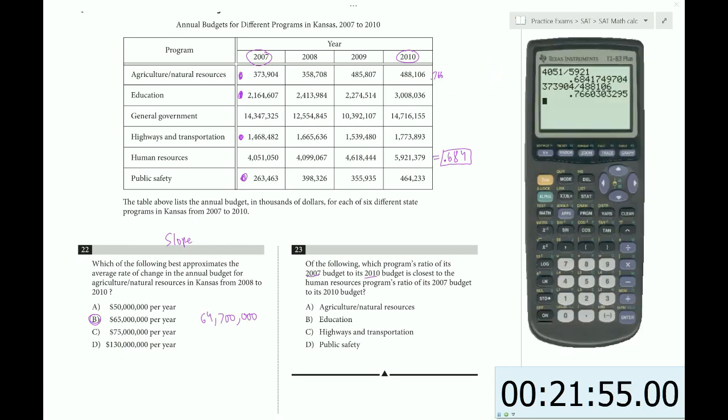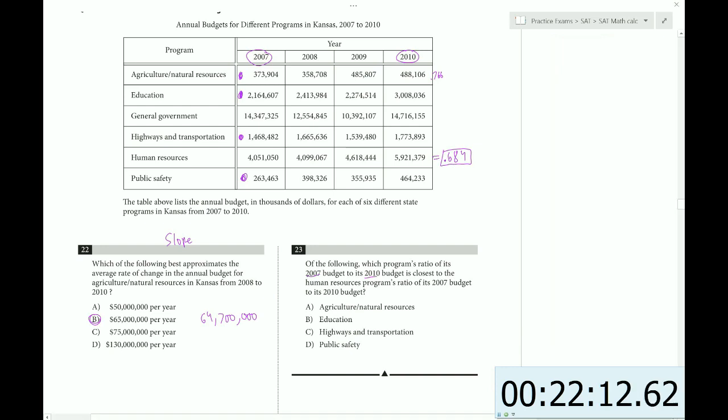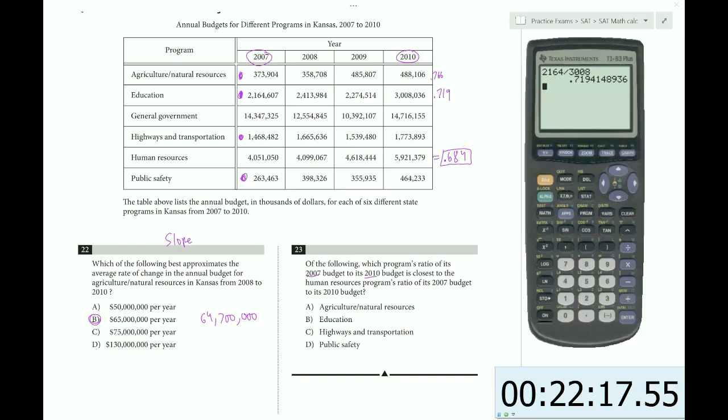All right. And next group. So we'll do 2164. Again, I don't always have to write all the numbers in as long as I write the same amount of numbers. 3008. Let's see. So that would be 0.719. Getting closer. All right. And then we have 1468 divided by 1773. Let's make it 1774 to round it up. We get 0.82.